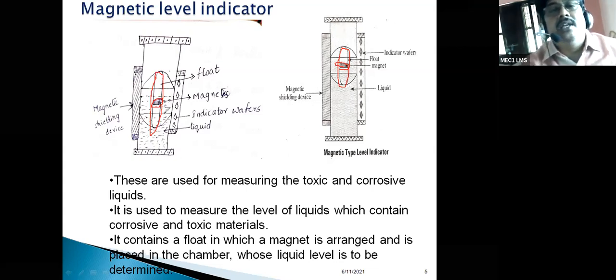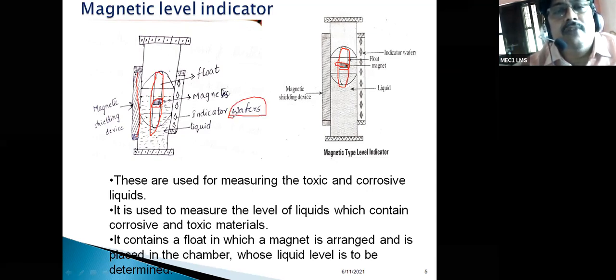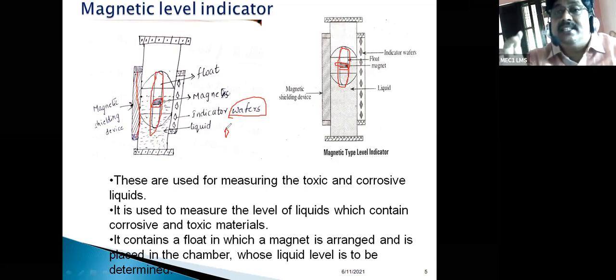Here, if you observe clearly, this is a magnetic shielding device, right? And at the other end, there is an indicator, completely on a sealed chamber, with the magnetic shielding device on one side. Here, if you observe clearly, this indicator has small wafers. These are diamond shaped, and these small diamond-shaped wafers are arranged in a series.